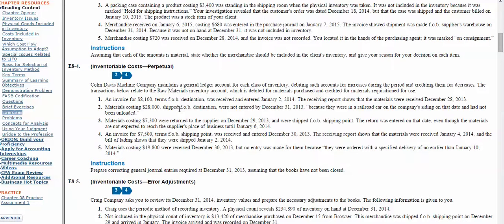Okay. On the second one, material costing $28,000 was shipped FOB destination. It was not entered by December 31st because they were on the railroad car on a company's side on that date and had not been unloaded. Well, there's probably a lot of different people who would tell you a lot of different things about this. Just if the goods are on your premises and they haven't been unloaded from the railroad car, does that mean they're yours or they're not yours?